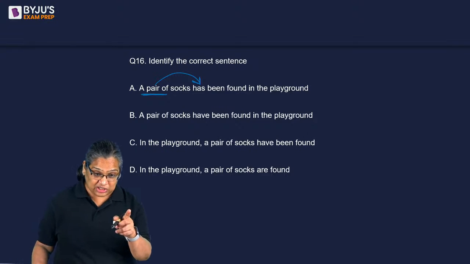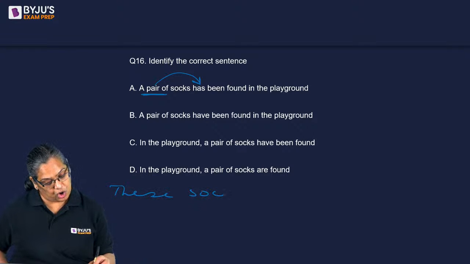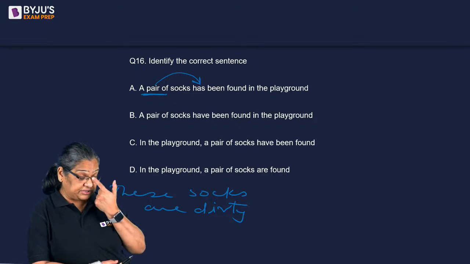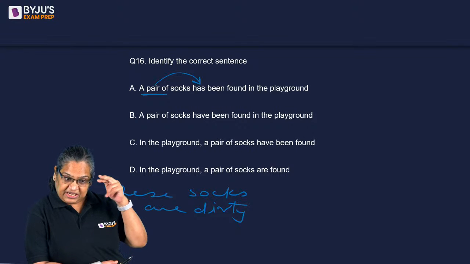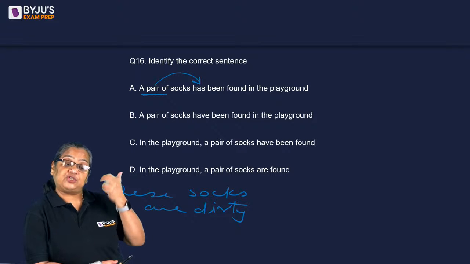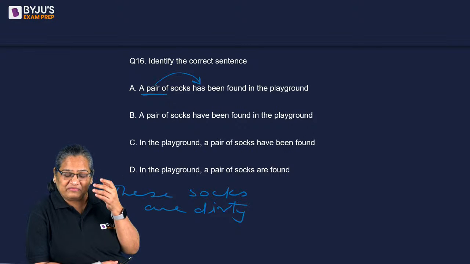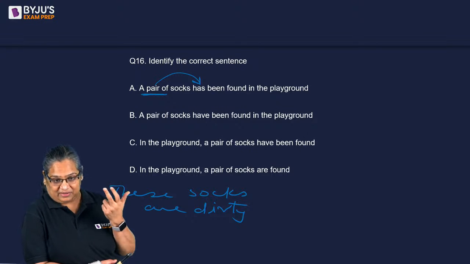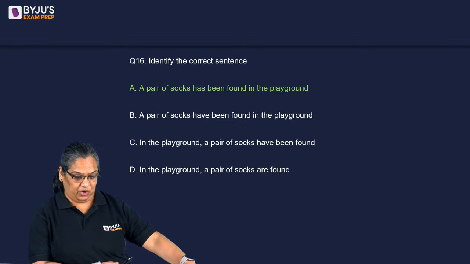When you use just socks, remember it is plural. These socks are dirty. These scissors are sharp. These specs are dirty. I have been blessed or cursed, I don't know, with very long eyelashes, and I sweat a lot. So my specs are always kind of hazy. So when I see, I'll say my spectacles are dirty. Are. But the moment I say a pair of, it becomes singular. Okay, good. Next.